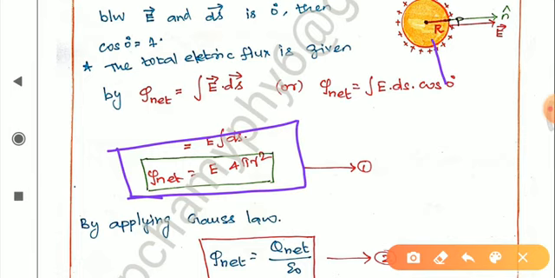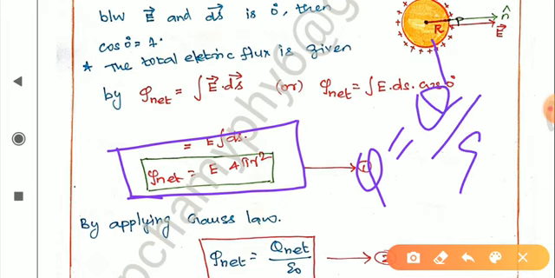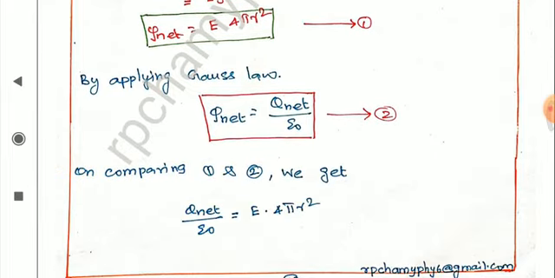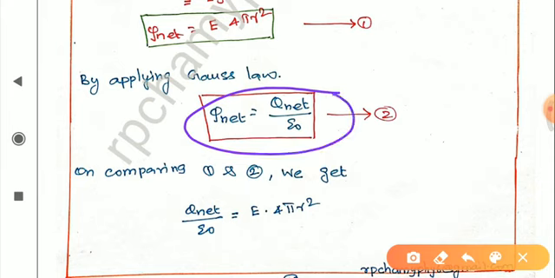Phi net, the flux, is equal to E into 4 pi r square. Now, the total flux by using the Gauss law, phi is equal to net charge by epsilon naught. That is what we are using in the next equation, number 2. So I wrote here, by applying the Gauss law, phi net, the net flux, is equal to net charge divided by epsilon naught. Now we are using equation number 2 in equation number 1.